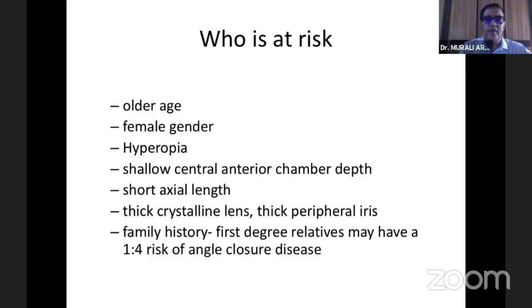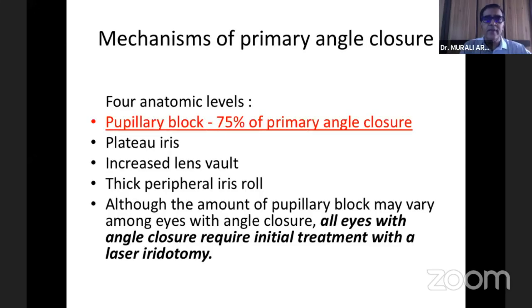This is in brief. Who is at risk? Older age, female gender, hyperopes, shallow ACs, short axial length, thick lens, thick peripheral iris, and family history, particularly first-degree relatives having angle closure disease. The primary mechanism of angle closure disease has been said to be at four levels. Most of it actually occurs by a pupillary block mechanism, 75% or more, it is said. There's also a plateau iris component. There could be a thick lens, there could be a thick peripheral iris, and so on.